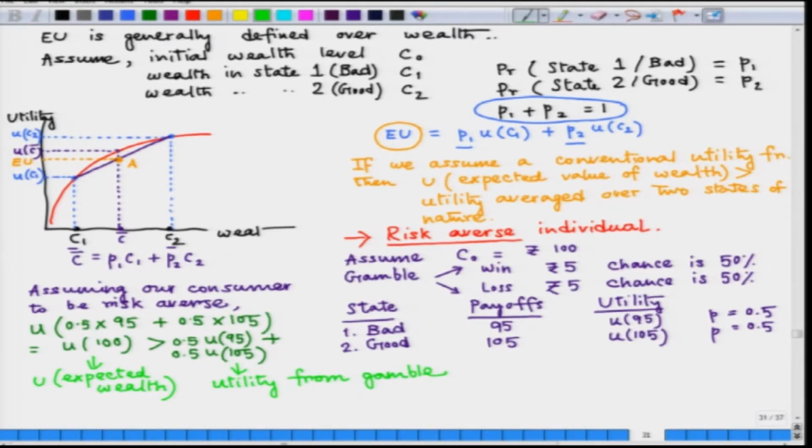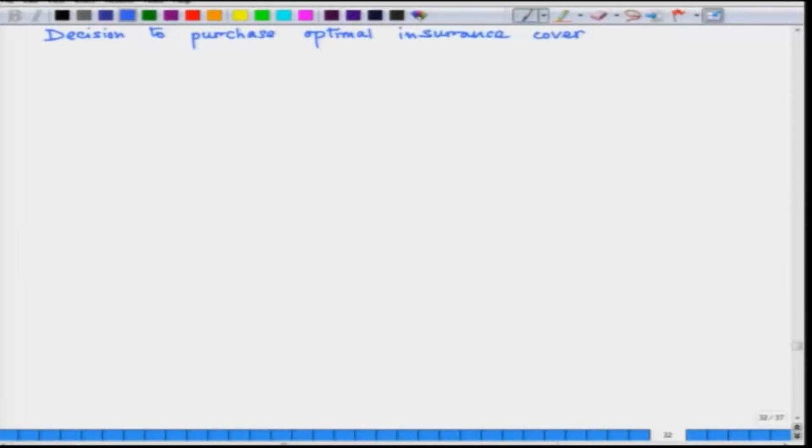So, now let us move on to another interesting dimension of microeconomic theory regarding risk. Now, we are going to talk about insurance. Insurance is a risk coping strategy or financial instrument. Now, let us see how a consumer decides to purchase an optimal insurance cover through a very simple model. The problem of choosing an optimal insurance coverage can be understood through a simple numerical example. So, we are going to present the story through a simple case.